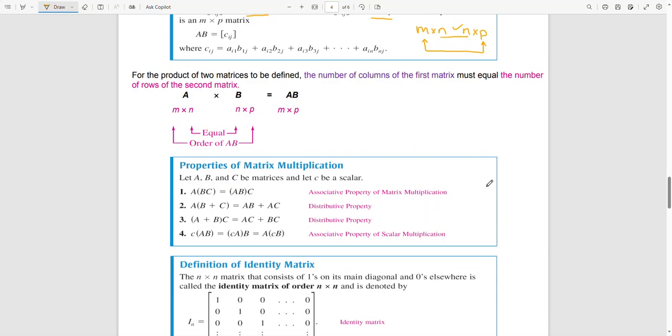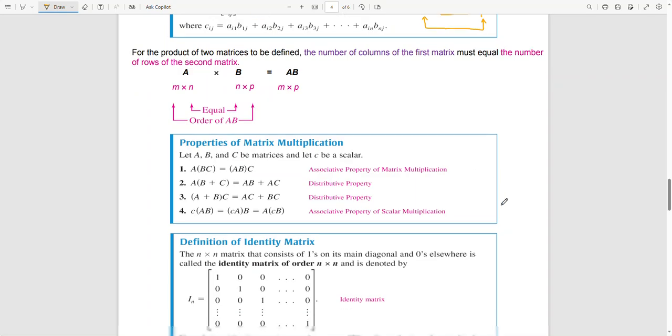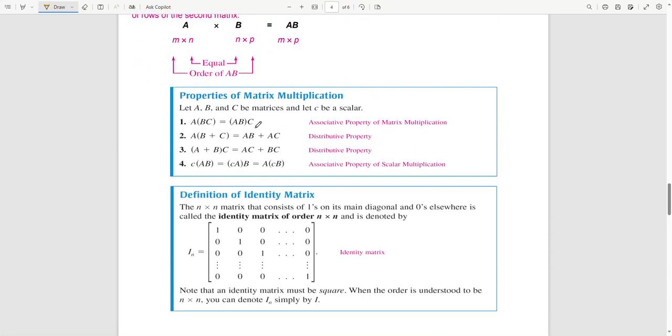Okay, so the number of columns in the first matrix must equal the number of rows in the second matrix. Oh, look, it's that visual right there that I was just trying to do. They have to be equal. The outsides are the order. With matrix multiplication, we still have associativity, distributive property, both the left and the right. Notice the order, however. We do not ever change the order of multiplication. We'll find that AB and BA are not always the same thing.